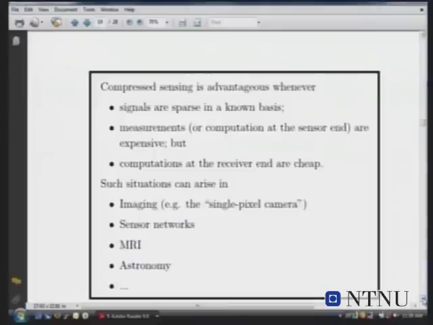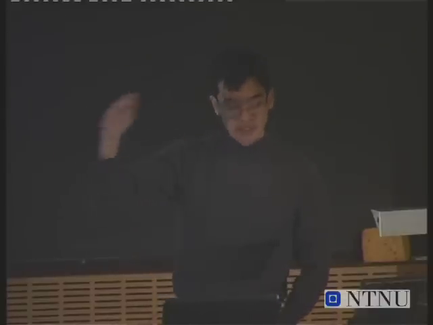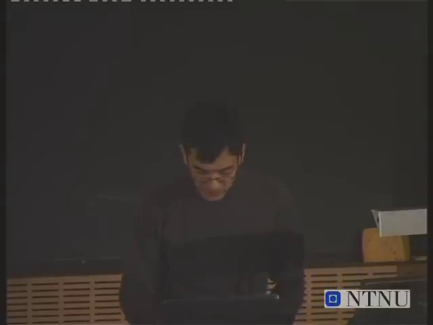So imaging, as I said, there's something called the single pixel camera, which I'll show you later. Something called sensor networks, as I discussed, MRI, I've discussed also astronomy. There's another situation where measurements are very expensive. You know, there's only so many telescopes in the world, and you want to measure all the stars in the universe. And you have limited time, you can only measure at night usually and so forth. There's all kinds of limitations.